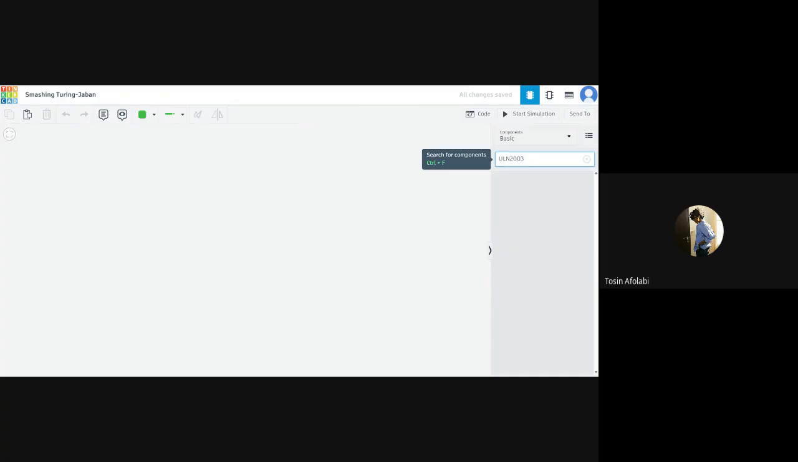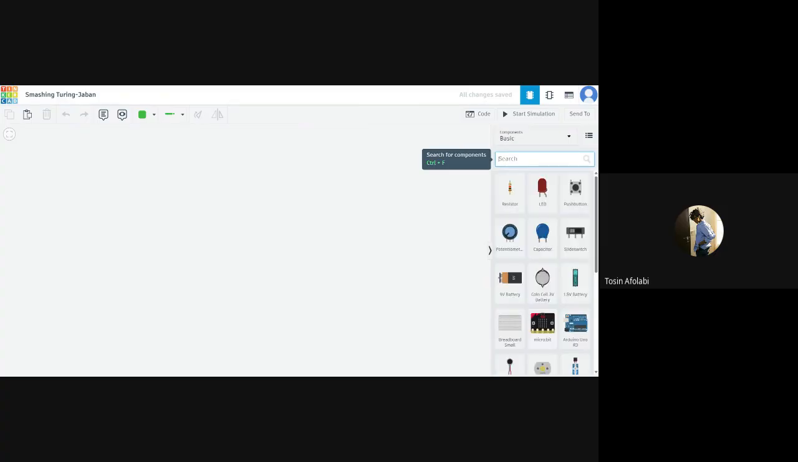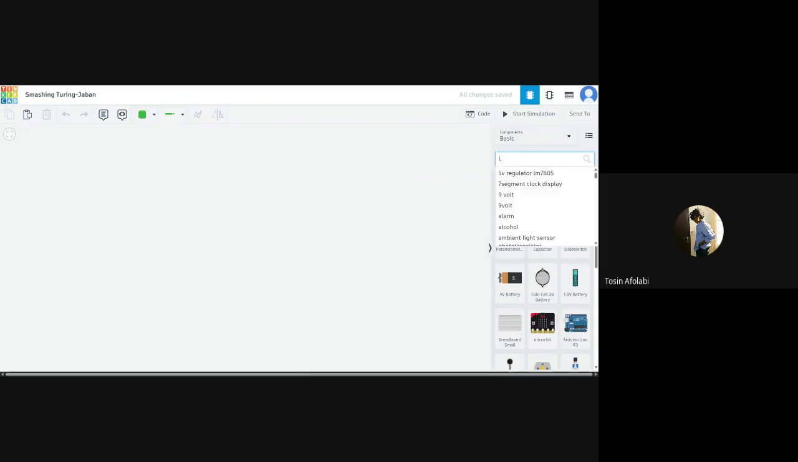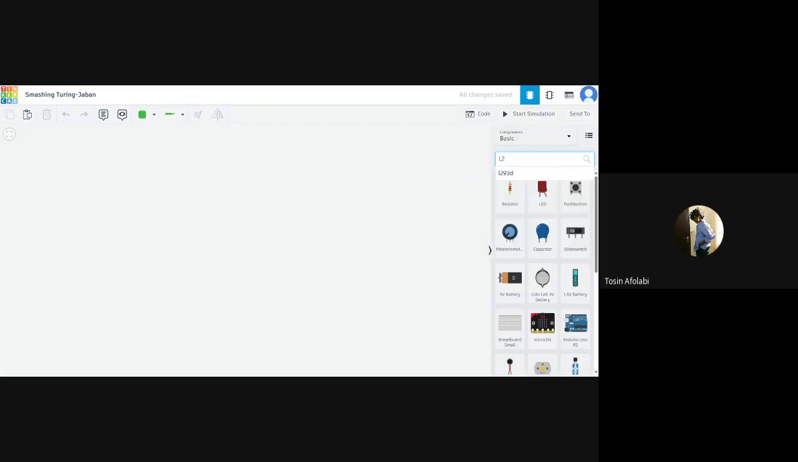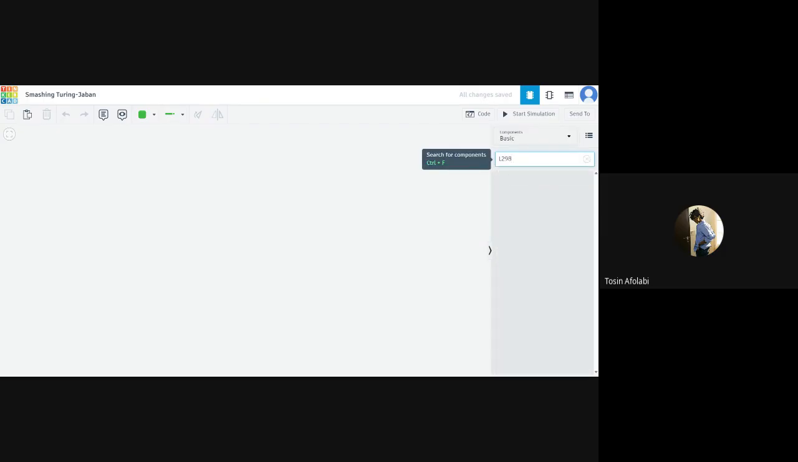So we have to go to DC control. We should have a DC driver, the L298. Oh, we don't have it. The one we have is quite different. This is the L293D. I don't think we have the L298 that I'm looking for, but we'll work along with this.